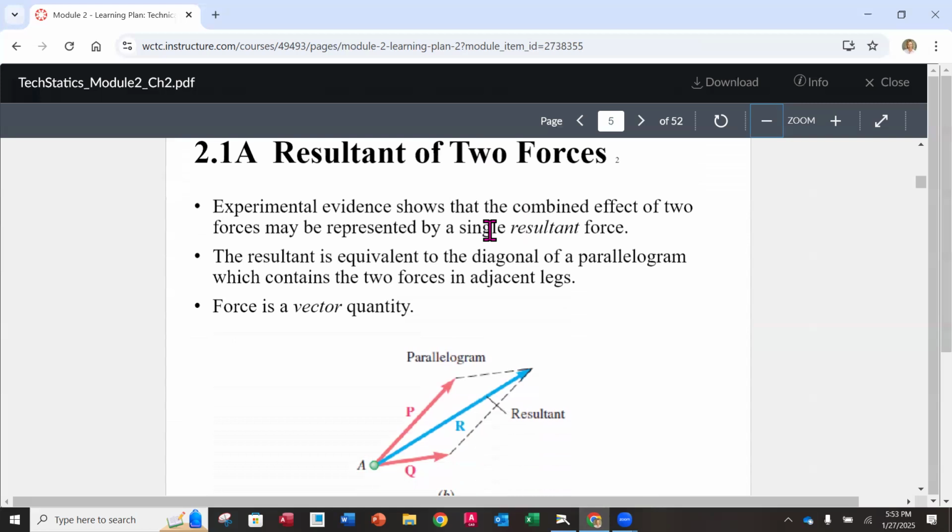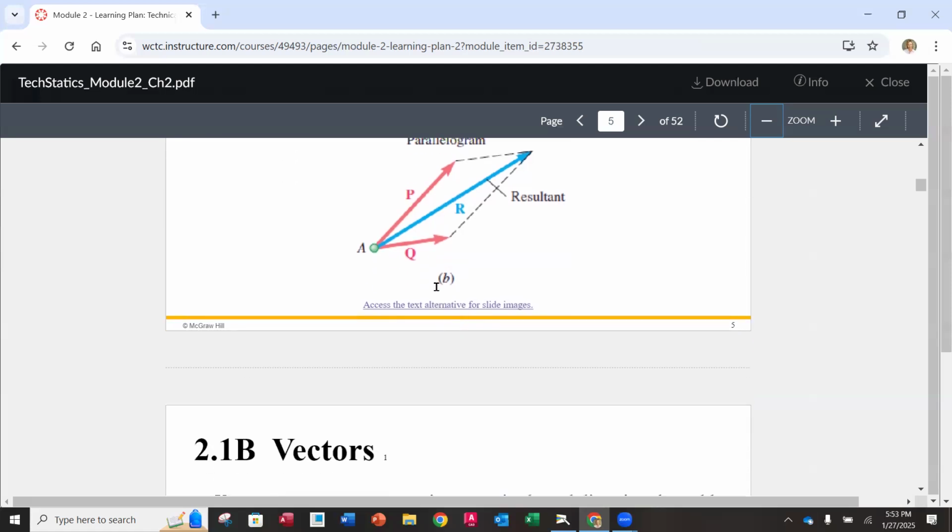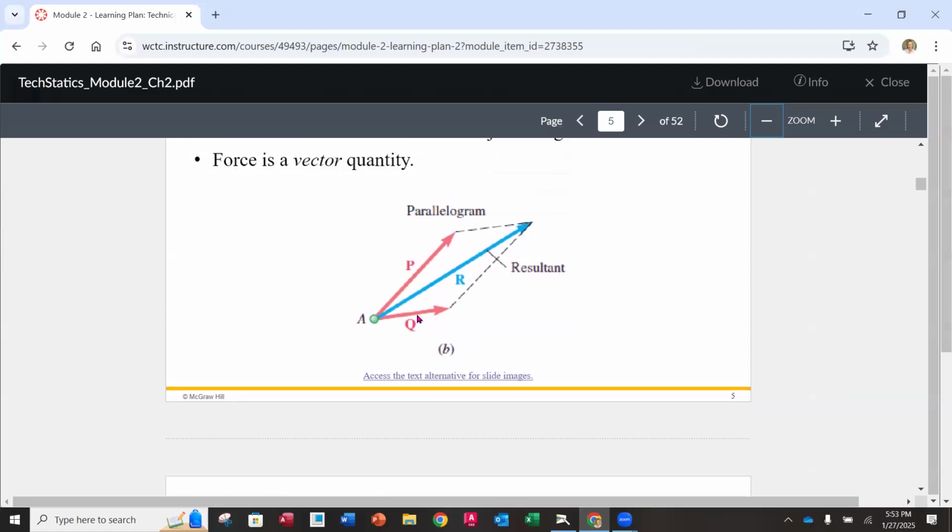Now, resultant of two forces. So if we look down here, inevitably, sometimes we have more than one force acting on, and I'm going to keep saying particle or a body, okay? In this case, you're going to notice that we have point A as our particle, all right? And there are two forces in this case. There is force Q and there's force P. Those are two forces that are acting on particle A. Now, many times, instead of dealing with two forces, we want to figure out what is the one force that is going to have the same net effect on the body as those two separate forces.